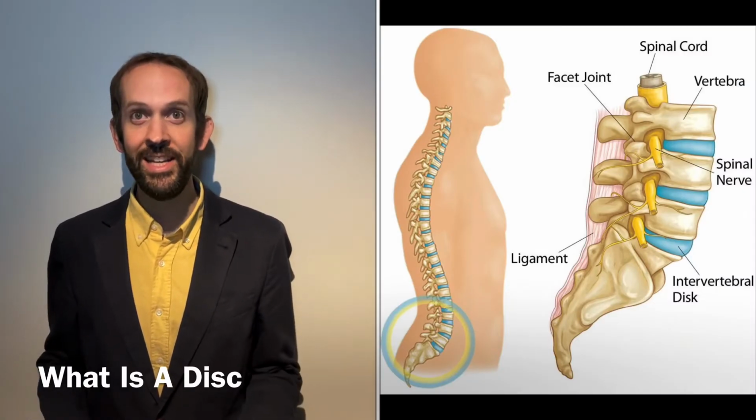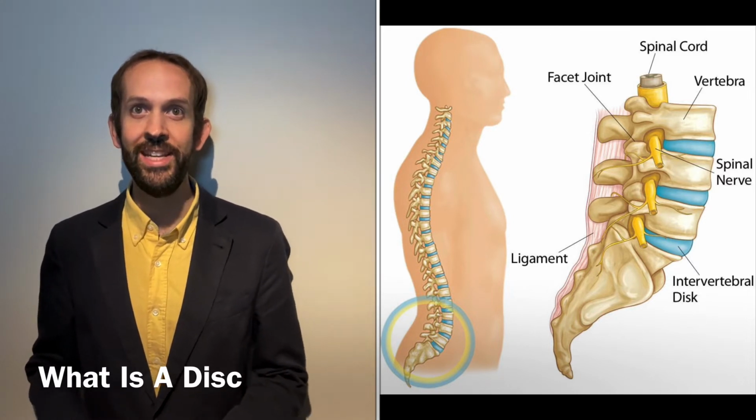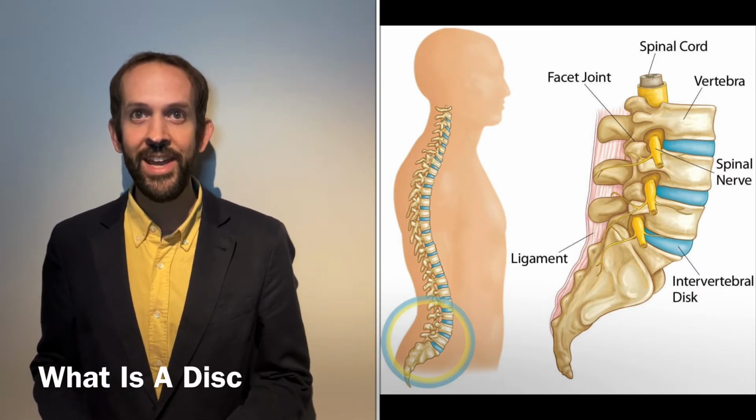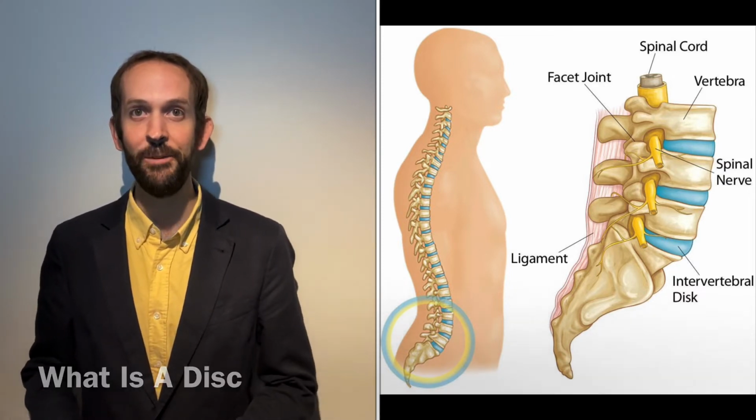First of all, it's important to know what a spinal disc actually is. Without getting too technical, they are basically your elastic, rubbery shock absorbers which are located between each vertebra, and they help allow for a wide range of movement to occur in the neck and lower back.